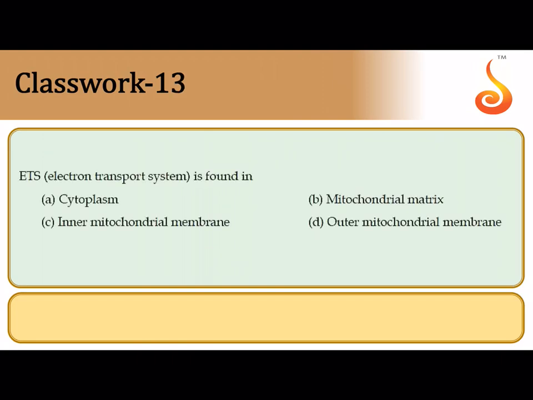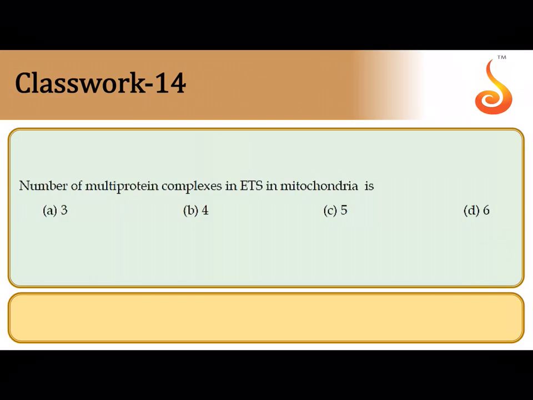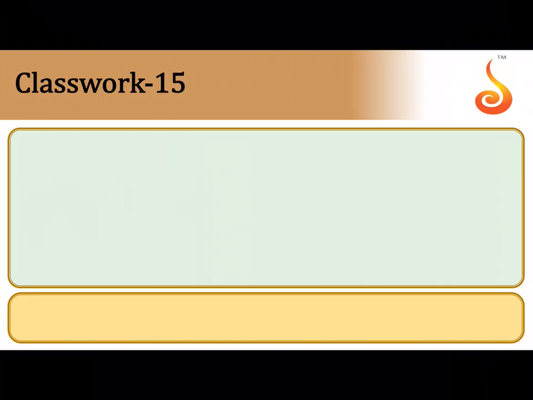Where is the electron transport system found? It is found in the inner mitochondrial membrane. You have a lot of complexes which are arranged serially in the inner mitochondrial membrane. The number of multi-protein complexes in the inner mitochondrial membrane is 5. There is complex 1 to complex 5, so totally there are 5 complexes present.